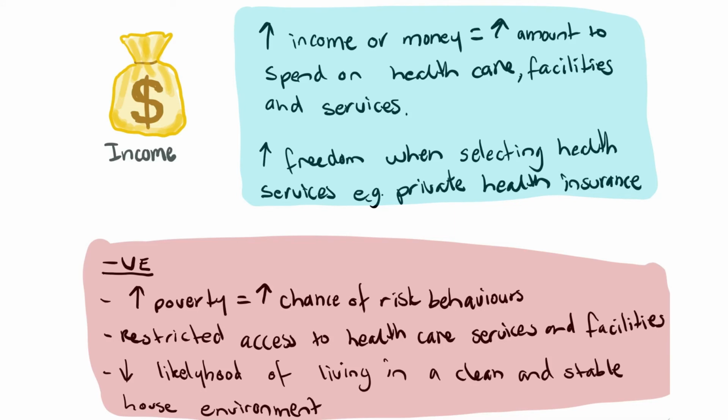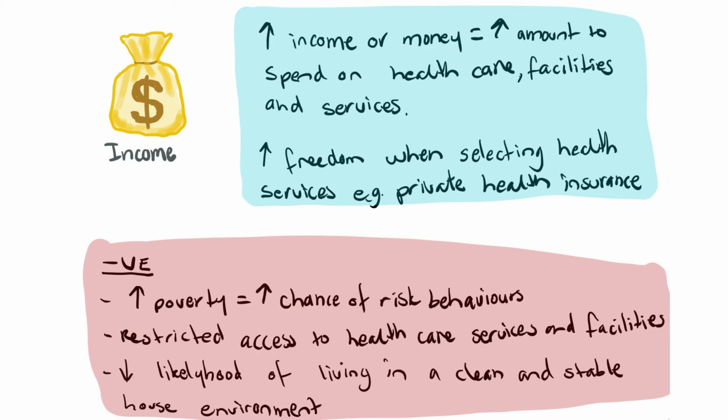And finally, we have a look at this aspect of income. So we've had a look at education and employment, and obviously they have some very close connections, but income can often be determined by the type of employment that you're engaged in or the level of education which you have acquired. Very simply put, higher rates of income or money pretty much leads to an increased amount to spend on healthcare facilities and services. So the more money that an individual has, the more money they're able to invest in their health.